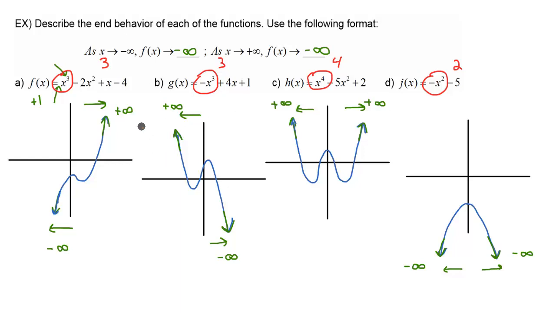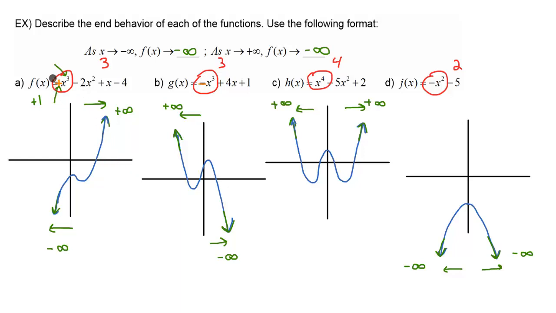Now, how do you know which direction they go? Well, you look at the leading coefficient. So the leading coefficient for f of x is positive. And then this one right here for g of x, part B, it was negative.